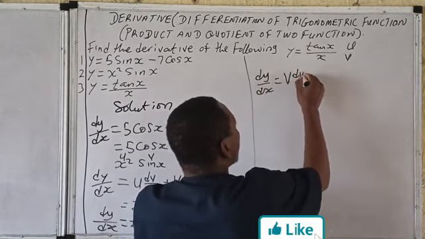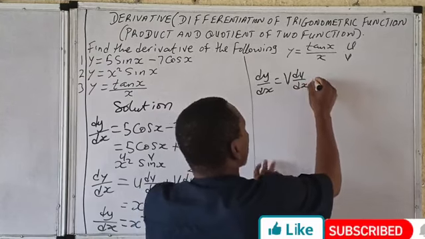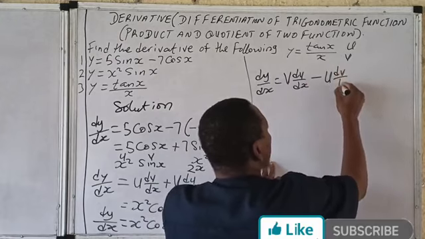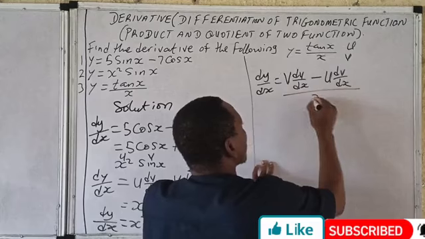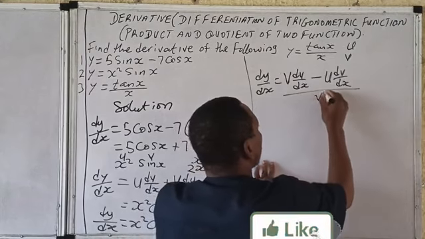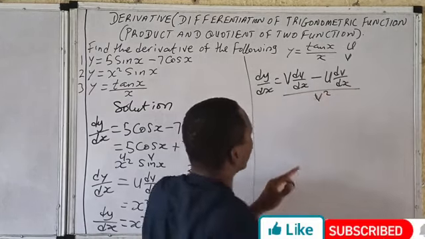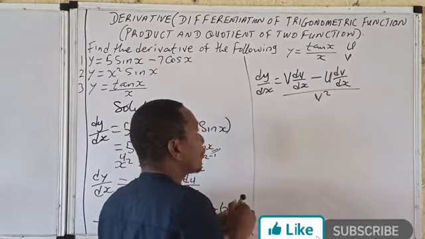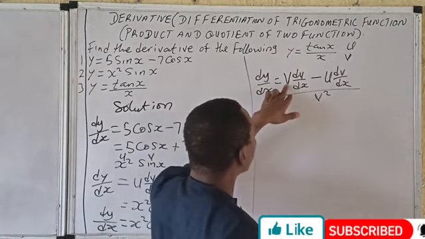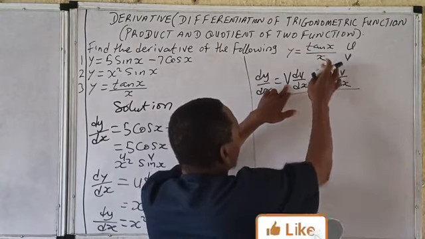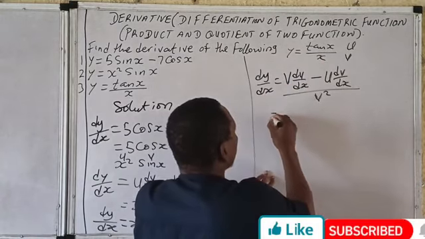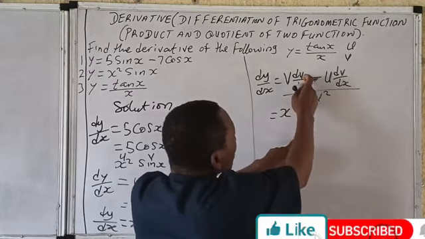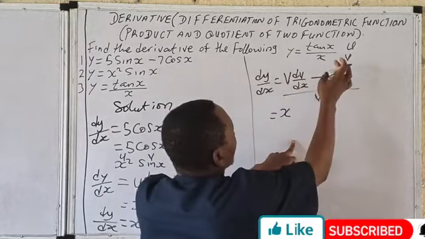v du/dx minus u dv/dx, all over v squared. So this is the simple formula to solve that, and you follow the same rule we followed in the product rule. So pick v first. What is v? x. So now we have x. Now, differentiate u.